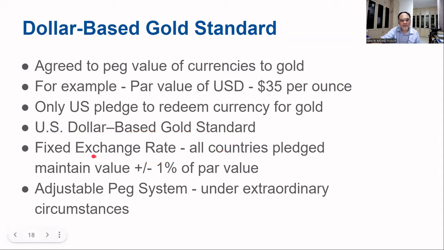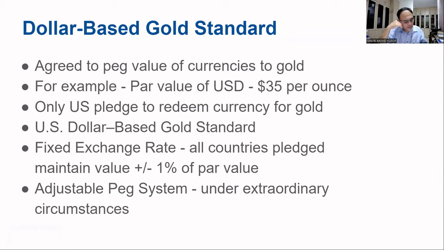So they actually agreed to fix exchange rates. All countries pledged to maintain plus or minus 1% of the par value, according to their currency. And also, they are allowed, under extraordinary circumstances, to adjust. It is also an adjustable peg system that was created. Adjustable peg, because currencies were pegged to gold, but the pegs themselves could be altered under certain conditions.